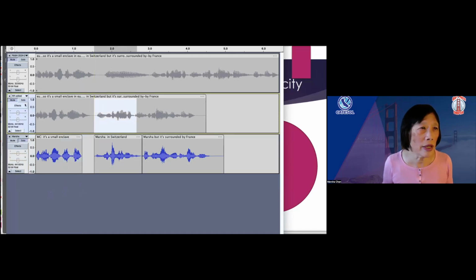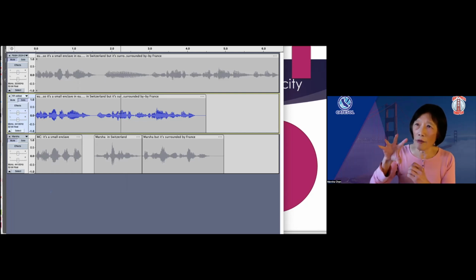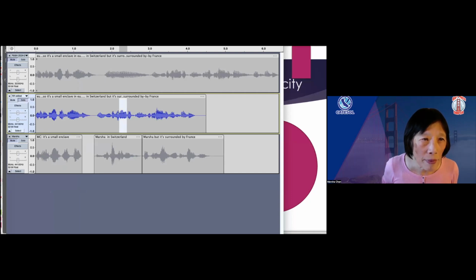What's another word that he spoke with a different stress? Yes, somebody got that. In Switzerland, but. So what is this long one here? Switzerland. You can see the differences in the syllables, right? Every time there's a burst, that's a syllable. The longest one is here, and the other ones are so short.